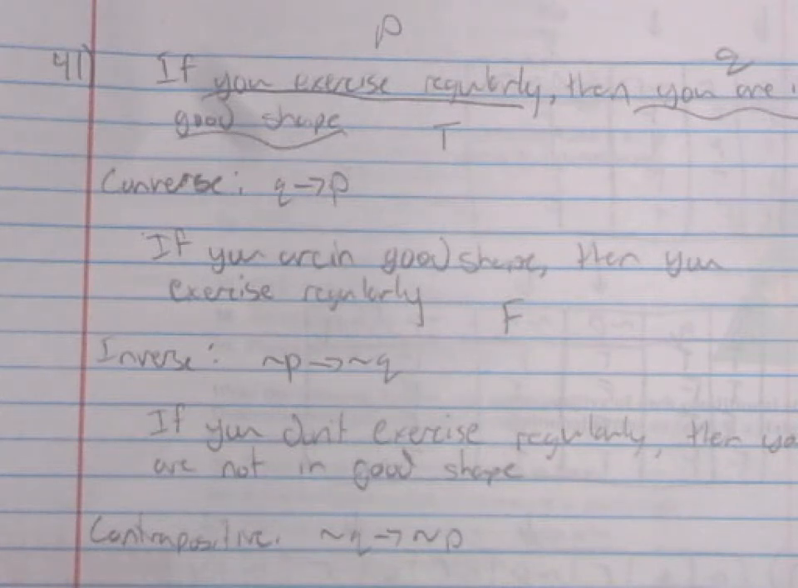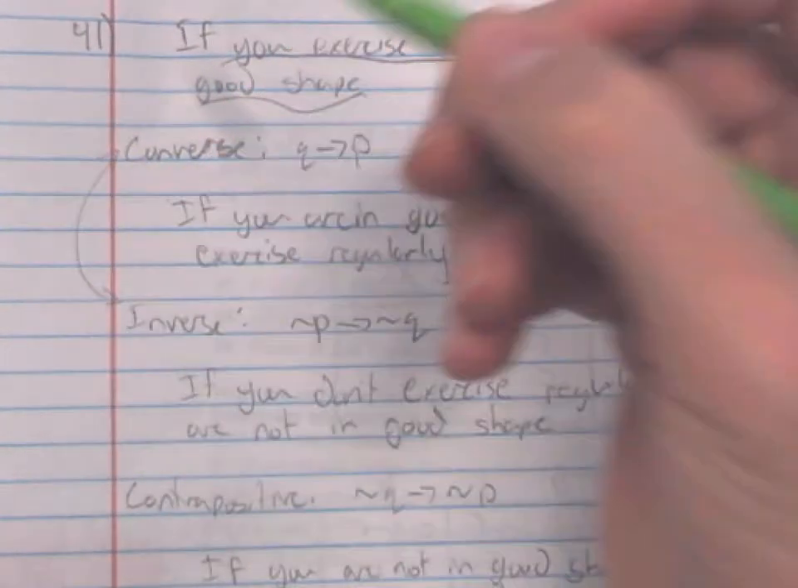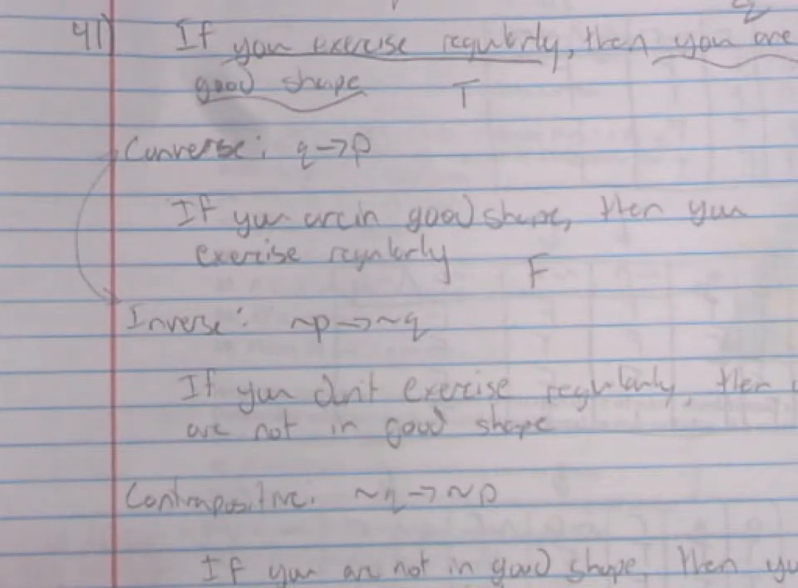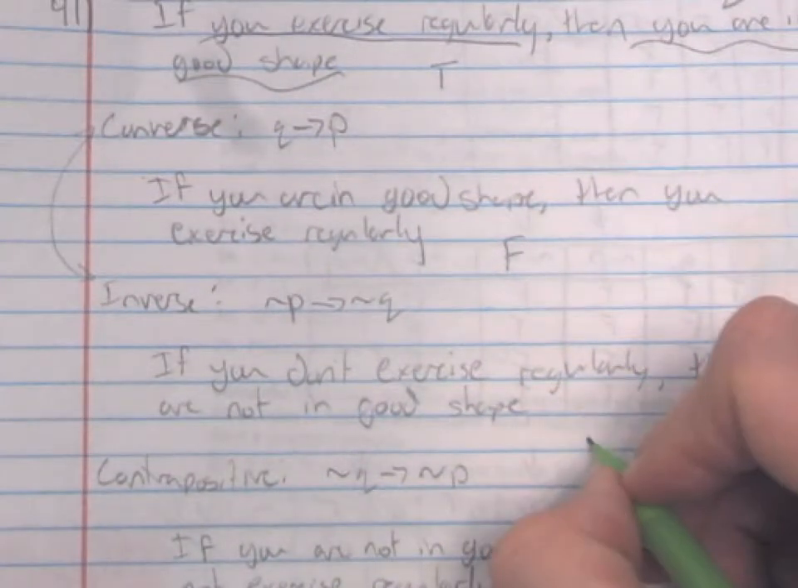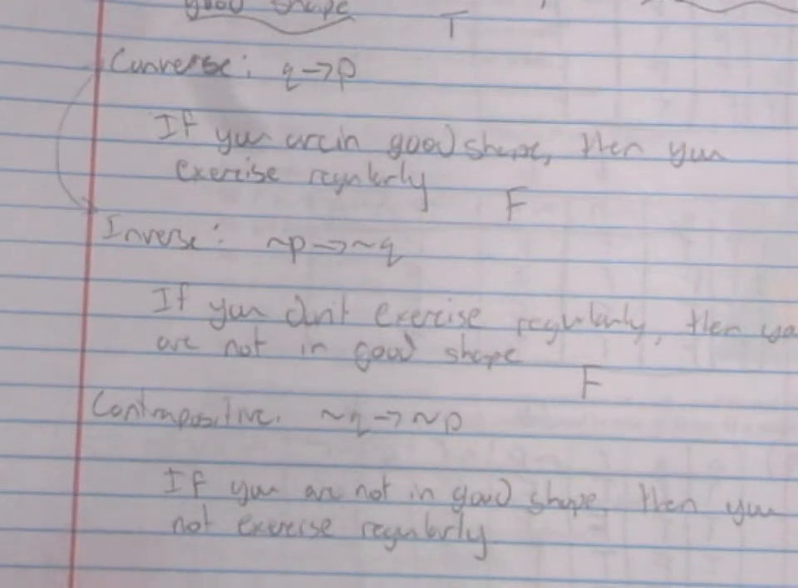Okay? The inverse and the converse actually always have the same truth value. These guys are always logically equivalent. So if your converse is false, your inverse is also going to be false. Okay? And you could use a similar counterexample. If you don't exercise regularly, then you are not in good shape. Well, again, we could probably find an example of somebody who doesn't exercise as regularly and is in good shape. And so you just want to state that as your counterexample.